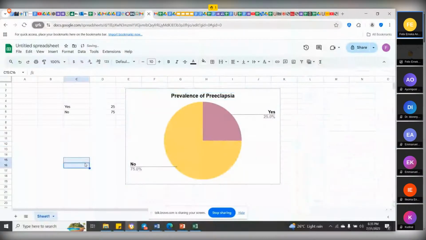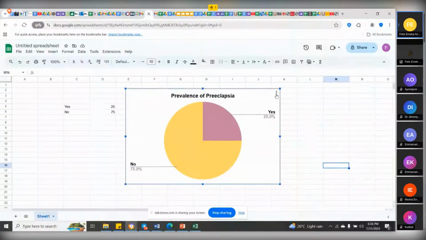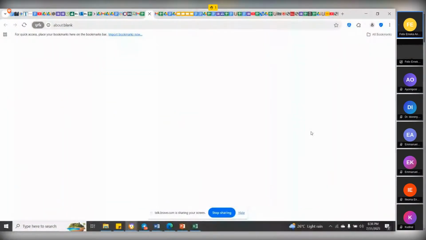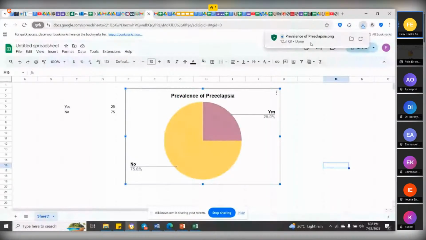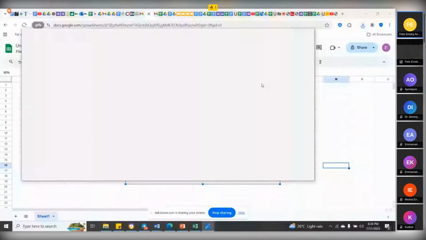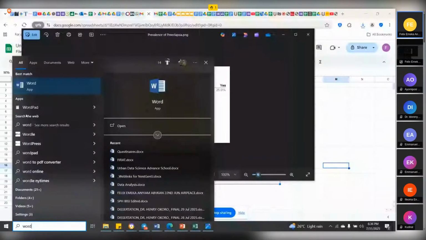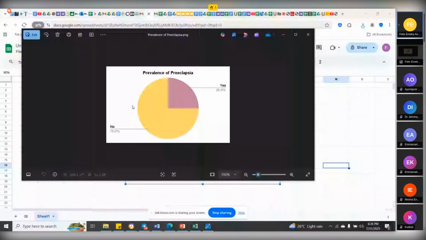So once you have done this visualization, you can download it as a picture. When you come up here, you will see three dots. Just click on it. One of the options is download, either PNG or PDF or this. PNG is the best for picture. So you click on it and it will download it for you. That's it. You can open it. That is your picture. You can copy it, open a Word document and paste it wherever you want it to be. This is the Word document. You can paste it, and you have your chart there.